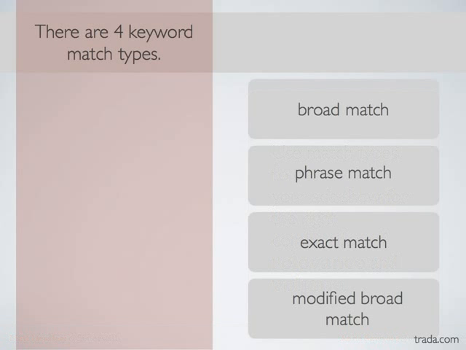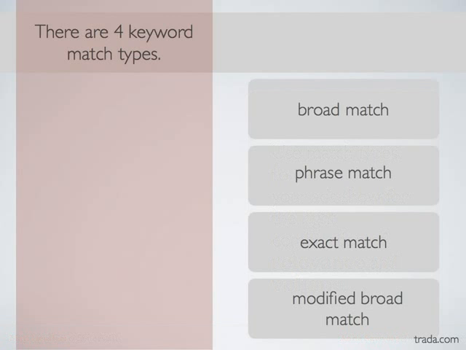Modified broad match is exclusive only to Google. The other 3, I believe, are available on the Search Alliance, Yahoo, Bing. That's correct. And there's kind of a 4th floater, which is negative keywords. Some people consider that a match type, some people don't. For the purposes of this webinar, we try to think about it in terms of match types of how you would actually match up with the queries.